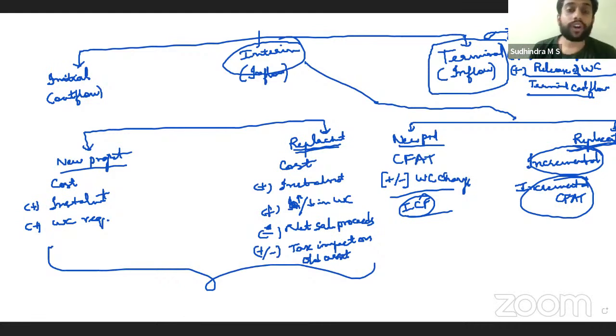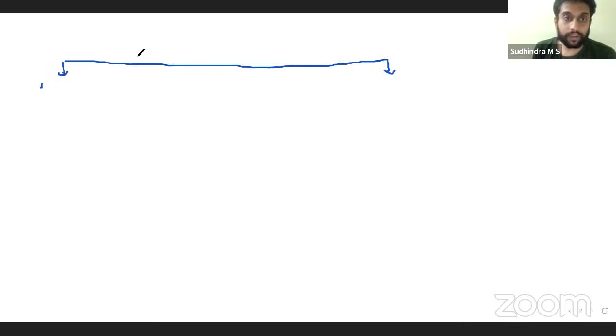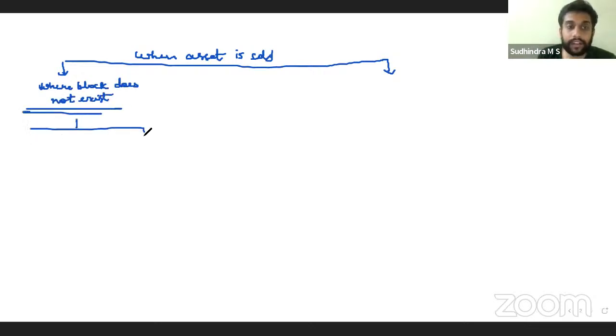Yes. So I was talking about the tax savings, right? Tax savings, again, you would have learned that in income tax. Just to brief, tax savings depend on whether a block exists or not. Block of assets, when an asset is sold, where a block does not exist. That means no other asset is there in the block.